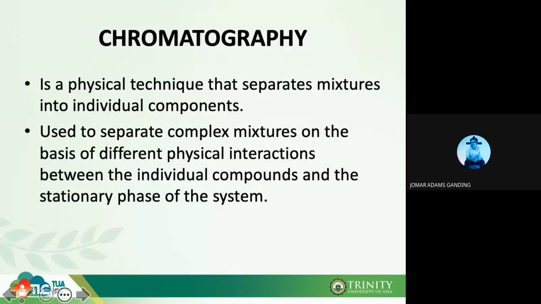let's go now to your chromatography. So chromatography is a technique that separates a mixture into individual components, okay? And it is used to separate complex mixtures on the basis of different physical interactions between the individual compound and the stationary phase of the system. So later on, we'll be discussing the basic components of chromatography. But let me just say what chromatography does first.